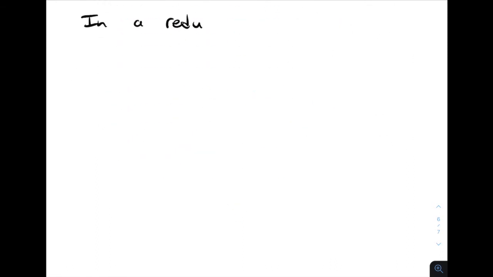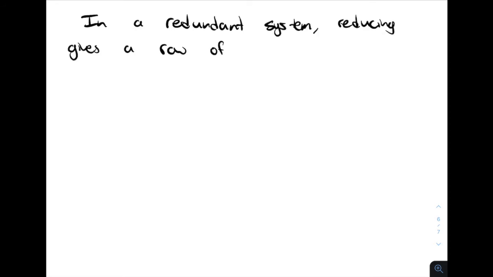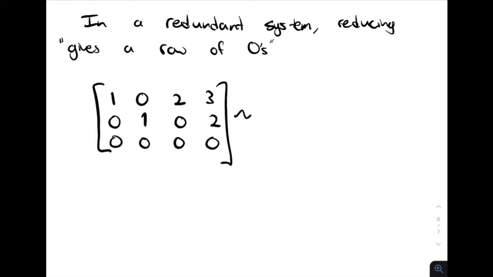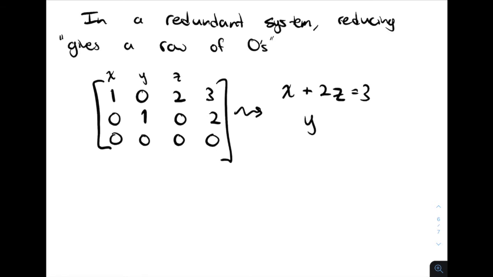In a redundant system, reducing might give us a row of zeros. Plugging a matrix and performing Gauss-Jordan elimination on a redundant system might have as an output a matrix of the following form. If we were to try to interpret this back as a system, we'd get that x plus 2z equals 3, and that y equals 2, and that 0 equals 0. Here, 0 equals 0 is true, but it's also redundant.